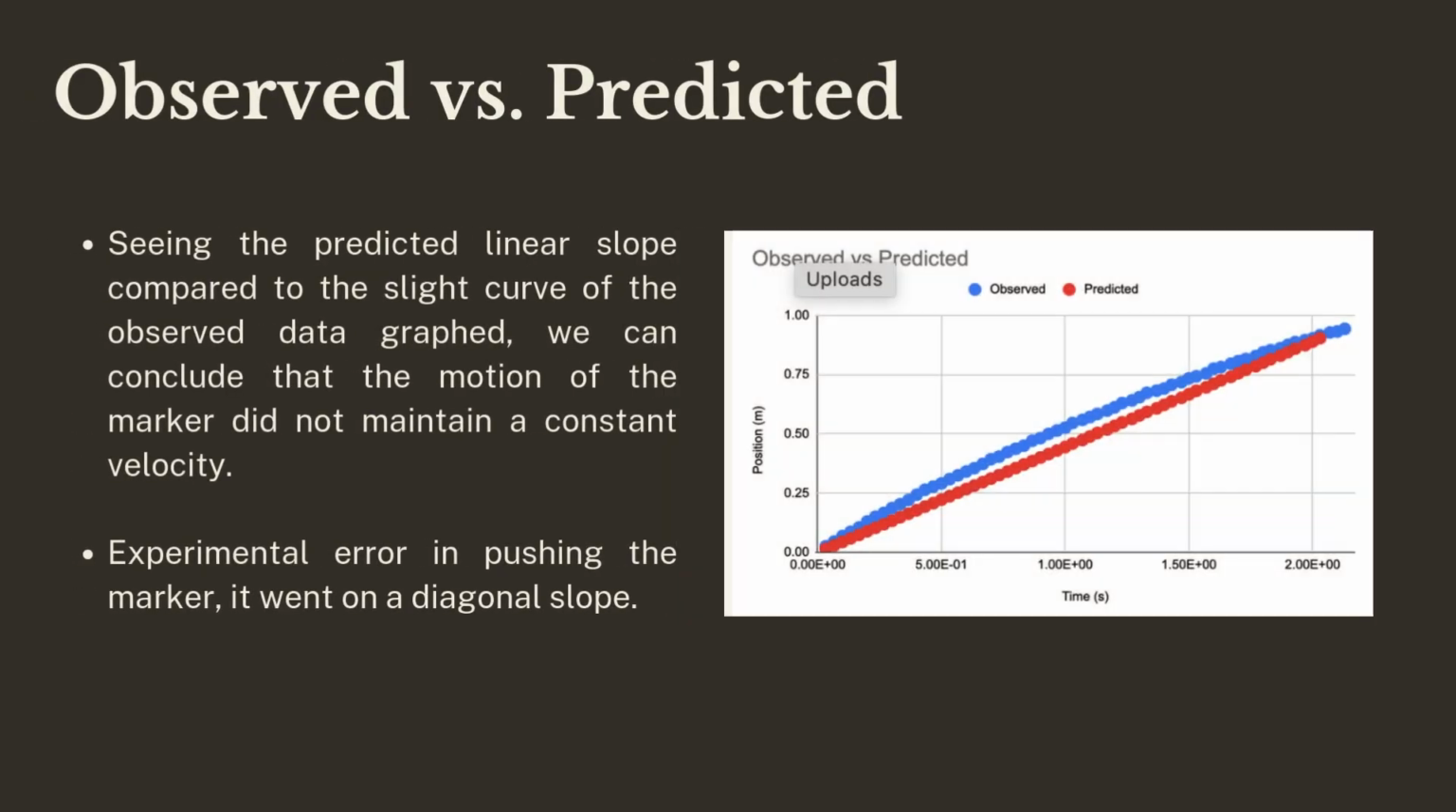All right, so now comparing the observed and predicted. Seeing the predicted linear slope compared to the slight curve of the observed data graphed, we can conclude that the motion of the marker did not maintain a constant velocity. So just an experimental error could have been pushing the marker in as it went on a diagonal slope.